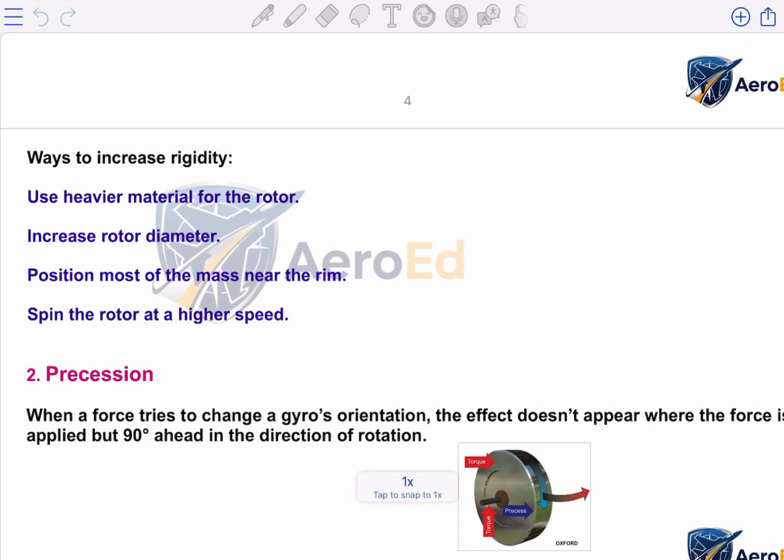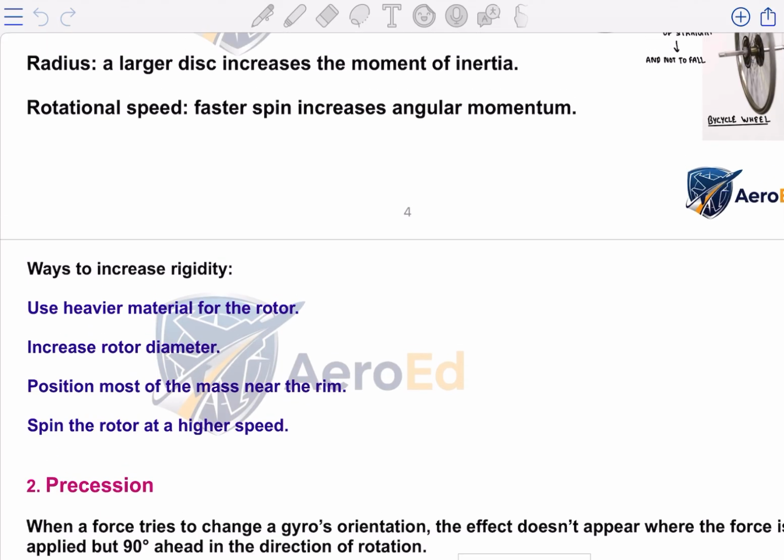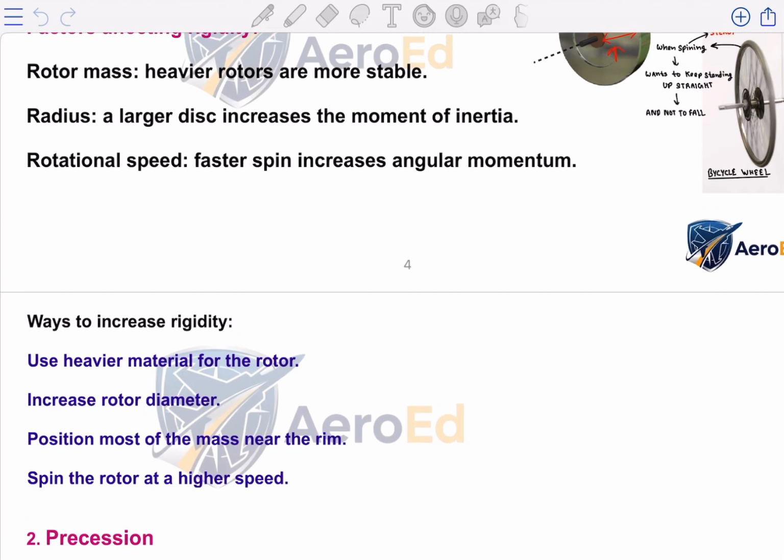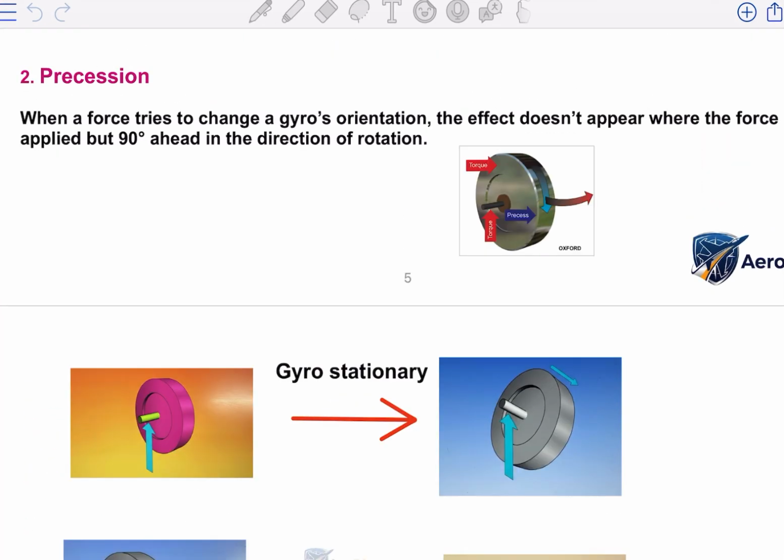Next is spin the rotor at a higher speed. Now we know that if we spin the rotor at a higher speed, it will increase the stability and thus increase the rigidity. The second fundamental property of a gyroscope is precession. So let me read this. When a force tries to change a gyro's orientation, the effect doesn't appear where the force is applied, but 90 degrees ahead in the direction of rotation.